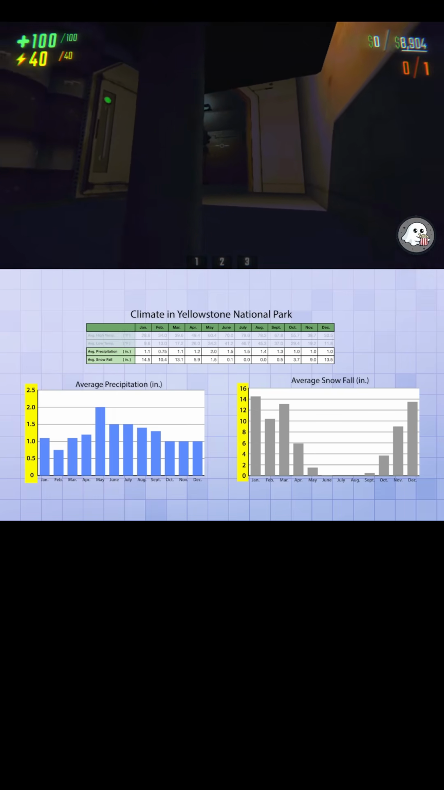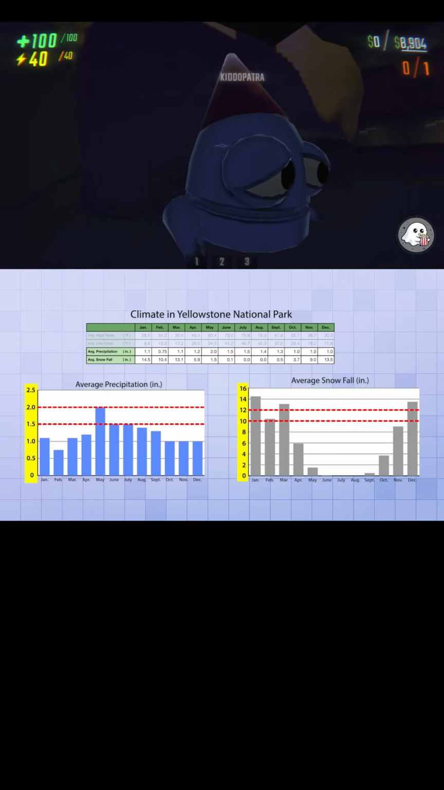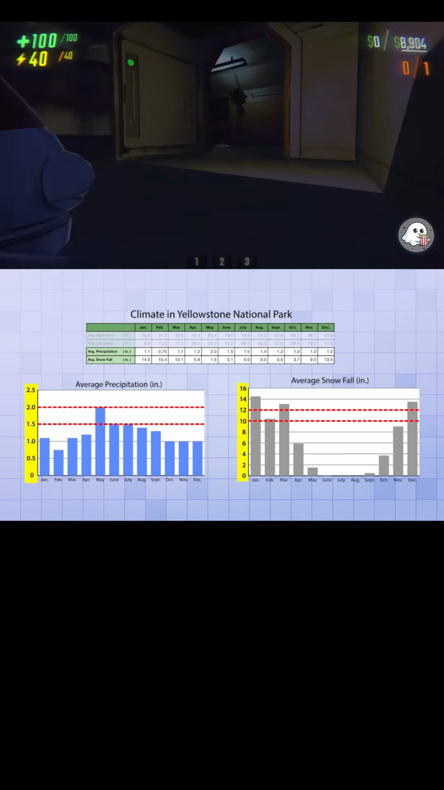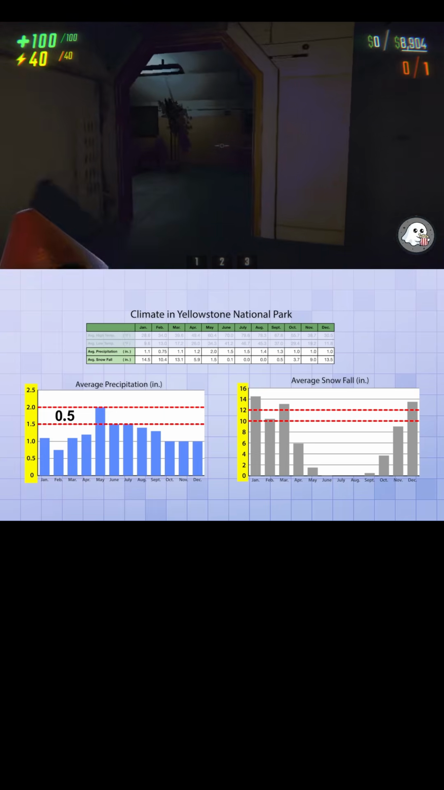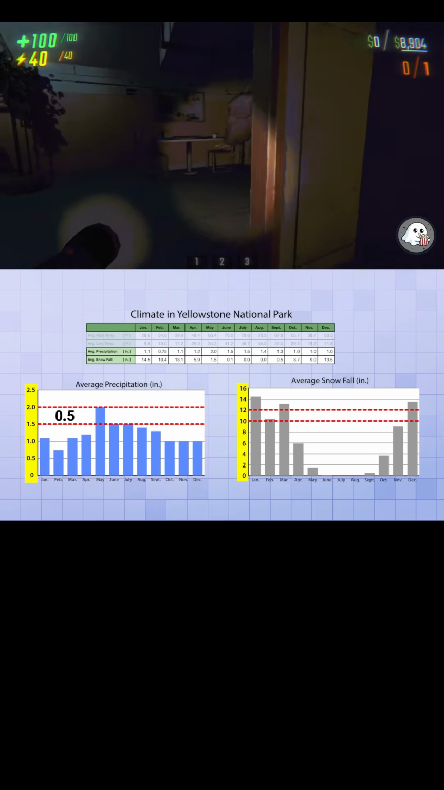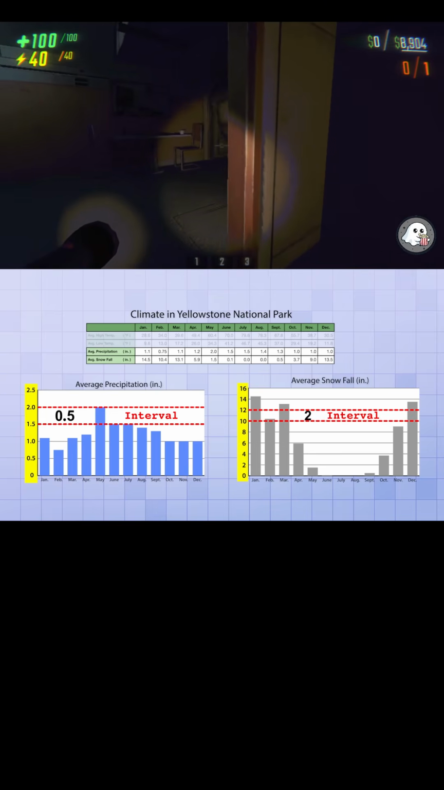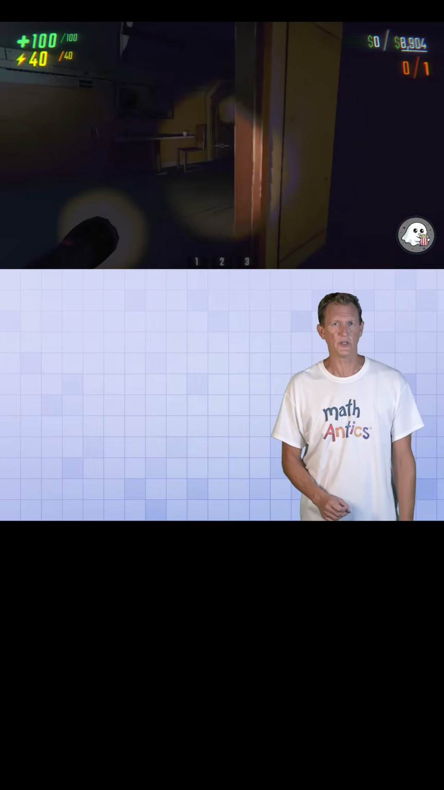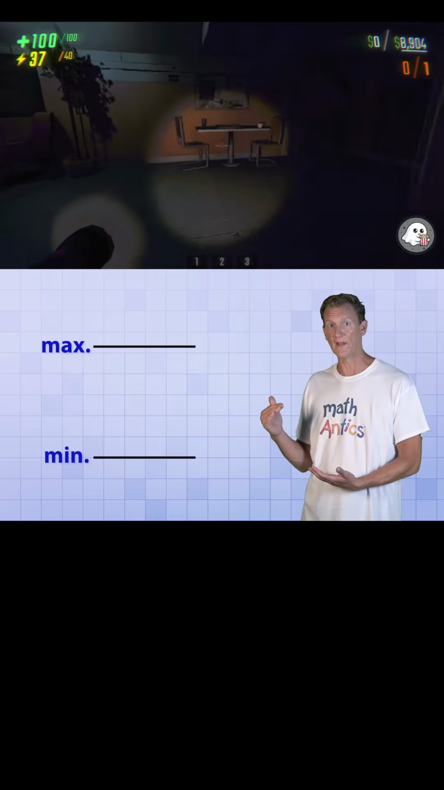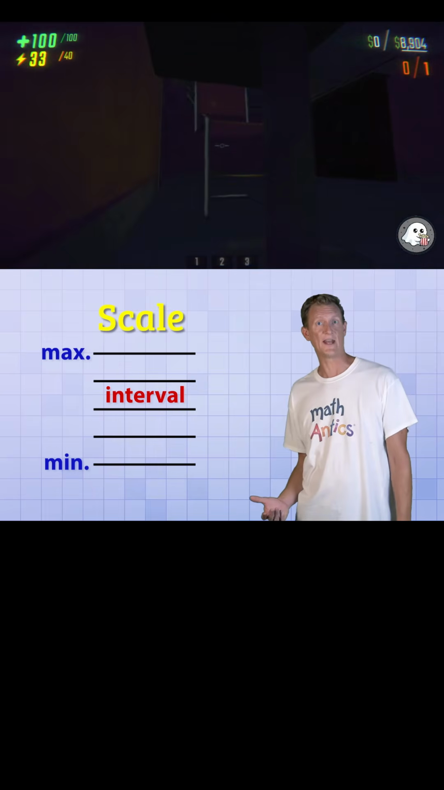Also notice that each graph uses a different size subdivision on the vertical axis. The rainfall graph has a division every 0.5 inches, while the snowfall graph has a division every 2 inches. The size of these subdivisions is called the interval of that axis. This combination of minimum value and maximum value and interval form the scale of an axis.